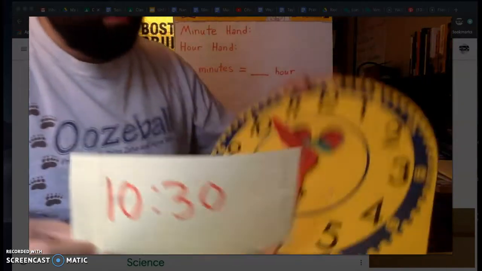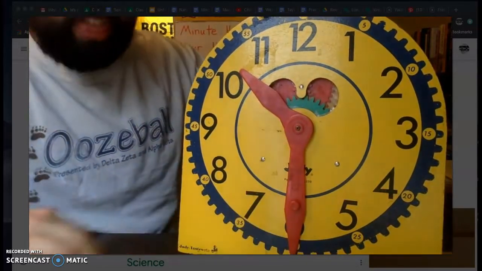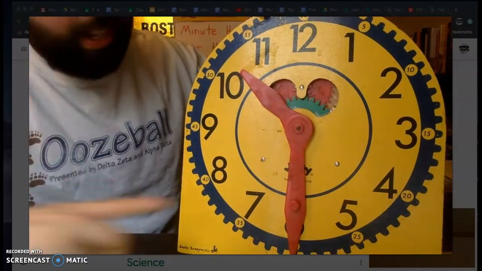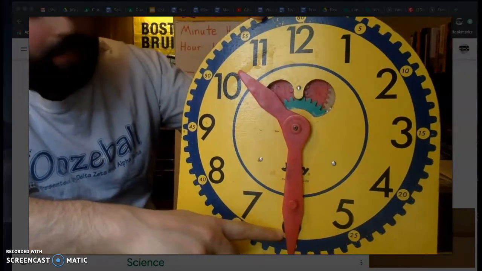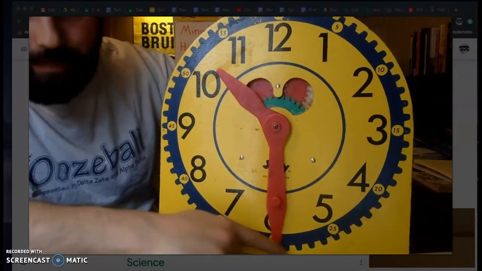The hour is at 10. It's still 10 o'clock. And the minutes are at 30 minutes. Notice I did not write 10:06. That's not how we tell this time. We have to be looking at what the minutes are going to be at that time, right?